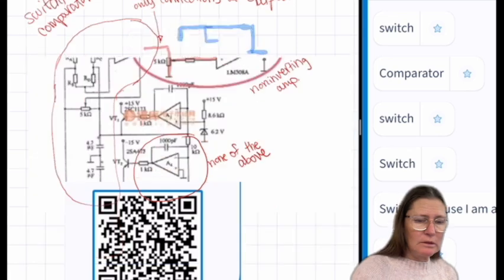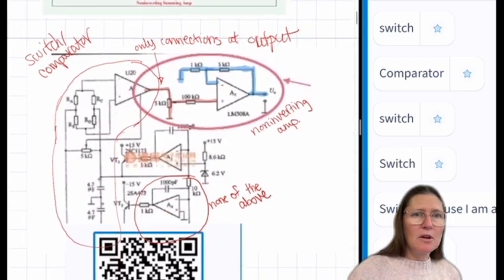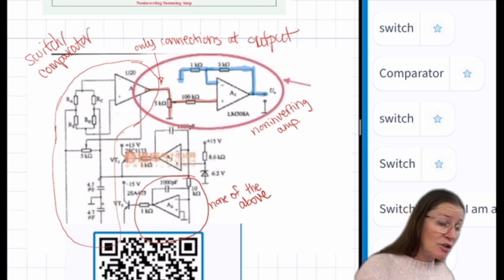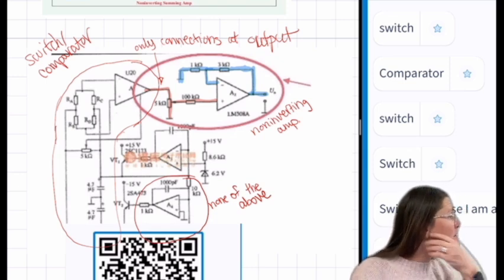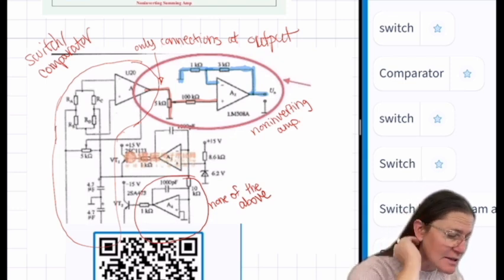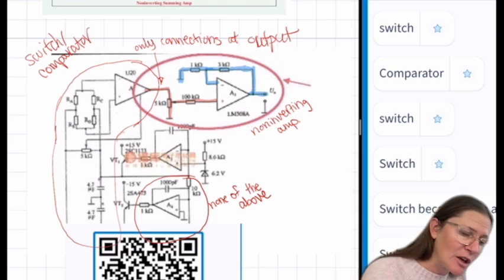Otherwise, if there's no feedback, it's just a switch or comparator. Okay. And I guess there can be input from two voltage sources in a switch. Correct. So you can have both inputs. In this case, you have some inputs coming to both sides.